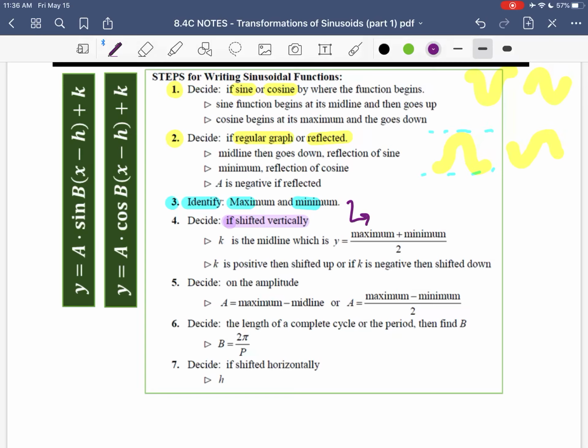And I like to, in here, once you find the max and min, find the midline, which should be halfway in the middle. And the distance between the midline and 0 shows you how much it should be shifted vertically. One way to find the midline is to do maximum plus minimum divided by 2.